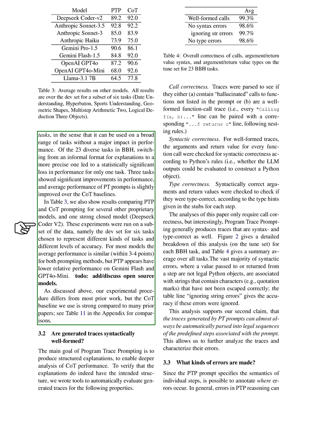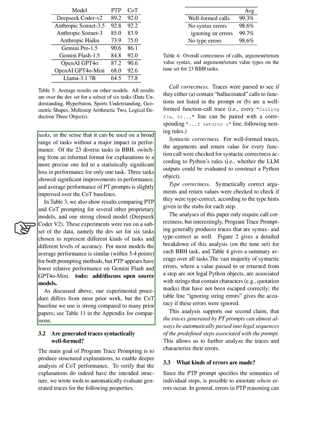We also present results comparing PTP and COT prompting for several other proprietary models and one strong open model, DeepSeek Coder v2. These experiments were conducted on a subset of the data, specifically the development set for 6 tasks representing various types and accuracy levels. For most models, the average performance was similar for both prompting methods, although PTP showed lower relative performance on Gemini Flash and GPT-4o Mini. We plan to discuss open-source models in future work.